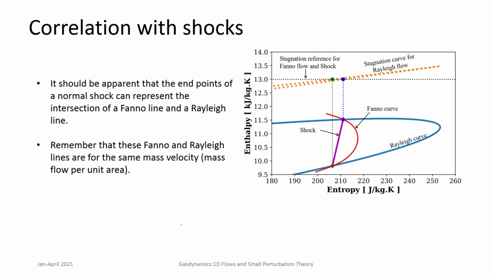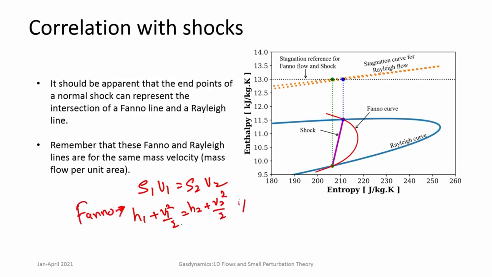Now if you consider both a Fano curve and a Rayleigh curve, the Fano curve also has shocks associated with it, and the Rayleigh curve also has a shock associated with it. Is there any correlation between these two? Is there any connection? If you look at the Fano curve, what it considers is rho 1 V 1 equal to rho 2 V 2, and adiabatic flow, H 1 plus V 1 square by 2 is equal to H 2 plus V 2 square by 2. This is Fano, while Rayleigh considers rho 1 V 1 equal to rho 2 V 2, and P1 plus rho 1 V1 square equal to P2 plus rho 2 V2 square.